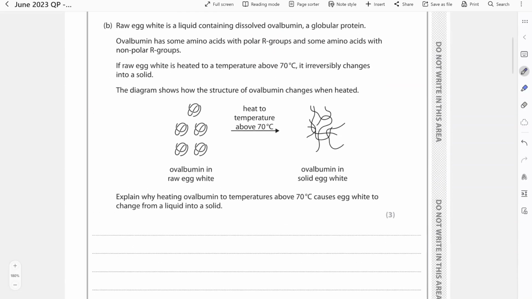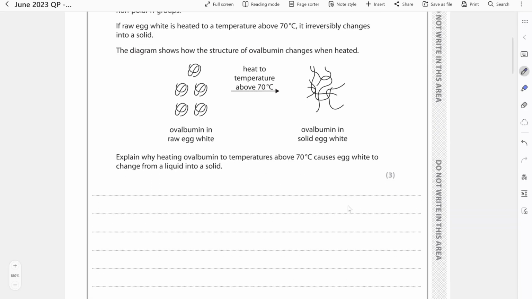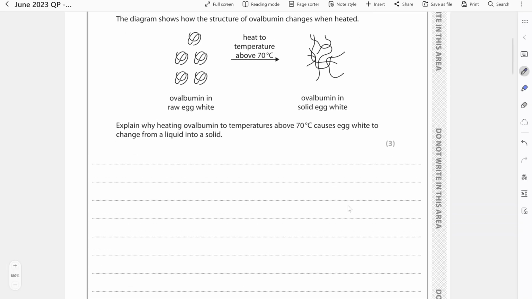Raw egg white is a liquid containing dissolved ovalbumin, a globular protein. It has some amino acids with polar R groups and some amino acids with non-polar R groups. If it's heated to a temperature above 70 degrees, it irreversibly changes into a solid. All right, the diagram shows how the structure of ovalbumin changes when heated. Explain why heating ovalbumin to temperatures above 70 degrees causes egg white to change from liquid to solid. So we can see denaturation happens here.